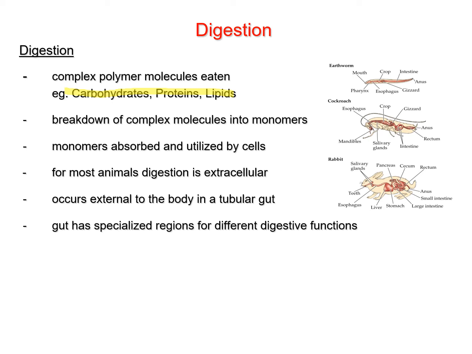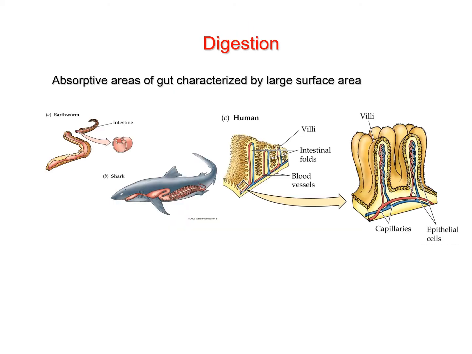Most animals, typically, the way it works is there's an extracellular digestion process occurring within a tubular gastrointestinal tract or gut. And there are different specialized regions within that gut or digestive tract for different digestive functions to occur. The common feature among almost all multicellular animals in terms of digestive tract is that the surface area is vastly increased, so that you have the ability to have a lot of absorption over that really large surface area.